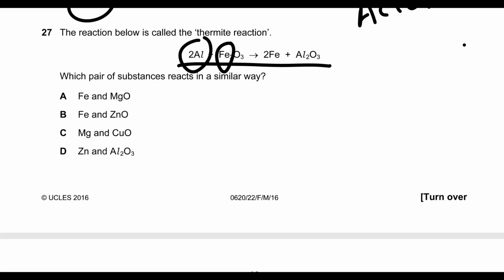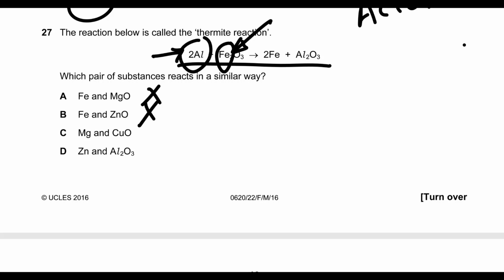So which pair of substances react in a similar way? That means according to the reactivity, your metal should be more reactive than the metal in the compound. So this one, iron, is it more reactive than magnesium? No. So we don't have displacement reaction. Is iron more reactive than zinc?